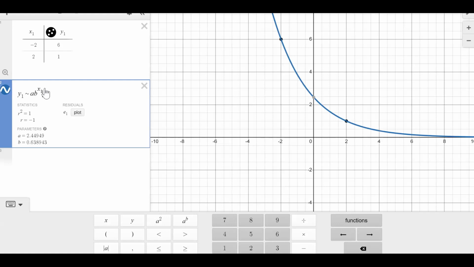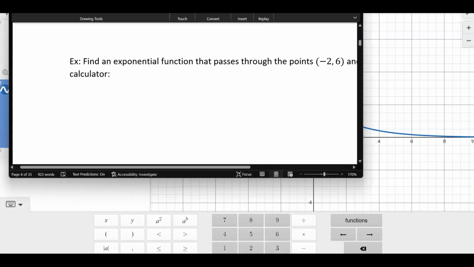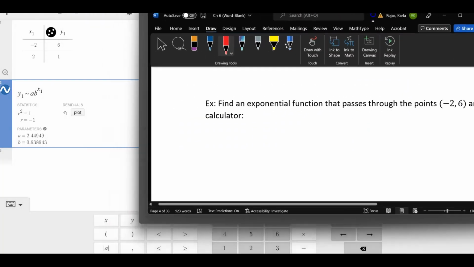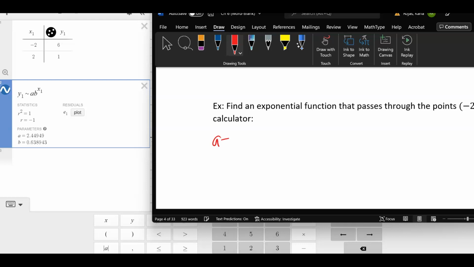Here in the parameters, we see that A is 2.44949 and B is 0.638943, which is exactly what we had before. So let's take a look and rewrite that. So now we can see that our A is equal to 2.449, and our B is going to be equal to 0.6389. Okay, and then this is 49 out here.